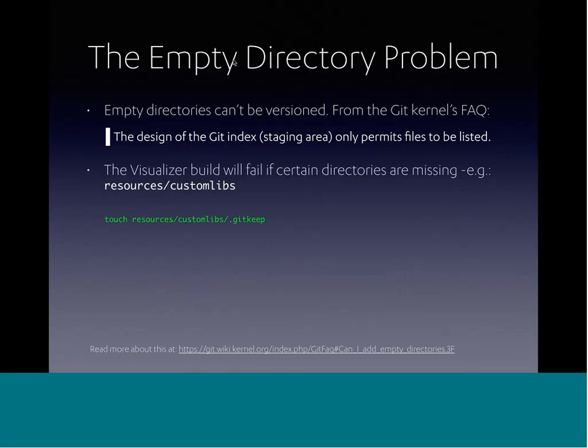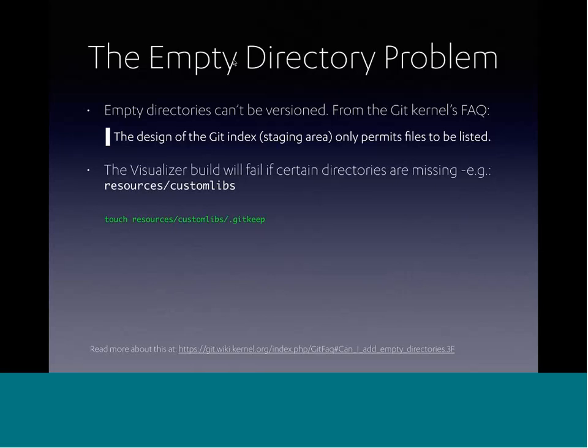The challenge with that is that Visualizer sometimes will fail if certain directories are missing. One worth noting is resources custom libs. If this directory does not exist in your project, the Visualizer won't be able to build. So when we are versioning our project and we are already ignoring, if you use that Git Ignore file that I showed you, you're going to be ignoring a lot of the things that go into that folder. So probably custom libs is not going to be pushed to source control.